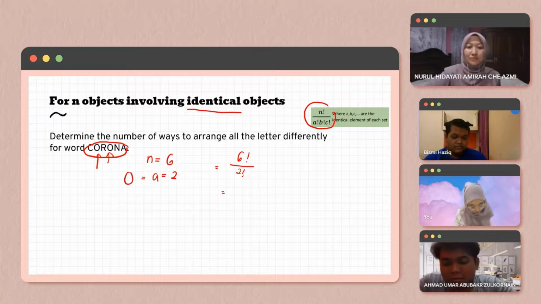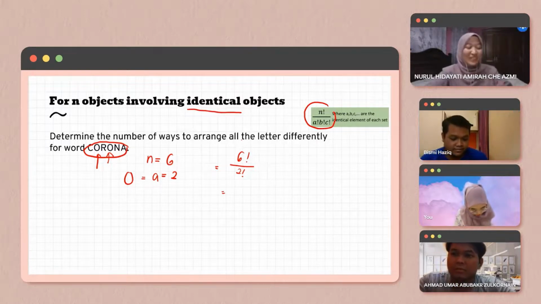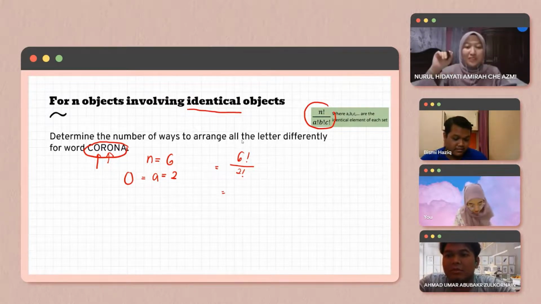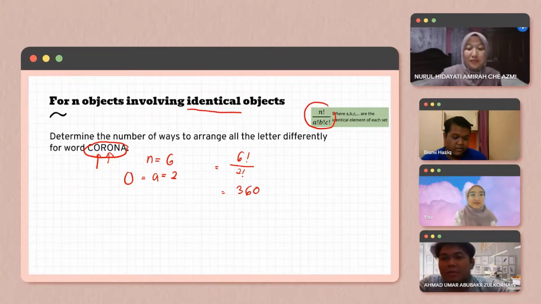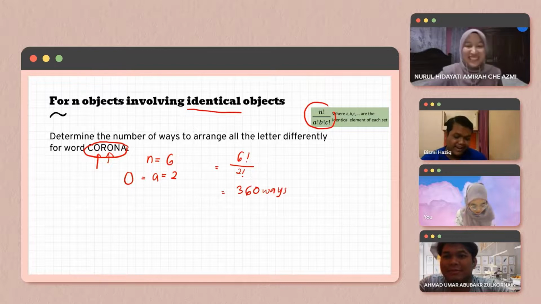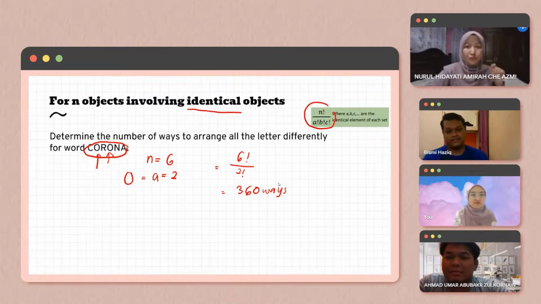How do I calculate factorial? Factorial is below. The answer is 360. Do you find the factorial symbol? Under mode. You just need to use a fraction and 6 factorial over 2 factorial.